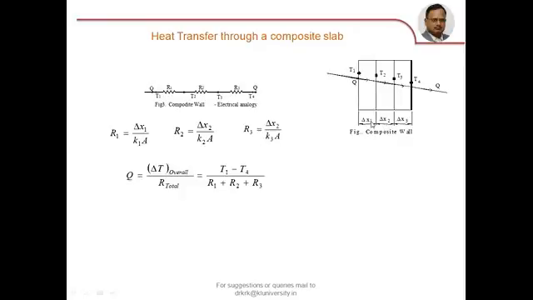Look at this figure. This is called a composite wall. The best example is the wall of your house is a composite wall. Composite in the sense it is made up of different materials. For example, if you take the wall of your house, you will have first a cement layer, and then you will have bricks, and again outside you will have another cement layer.